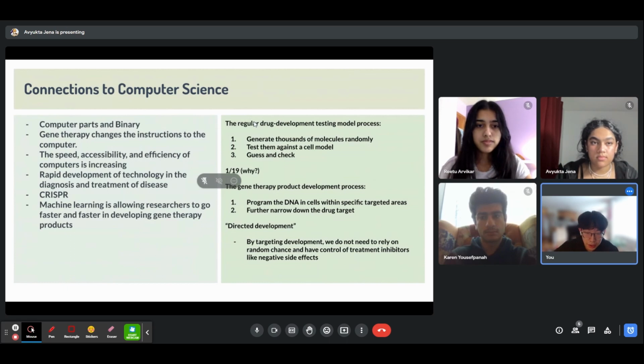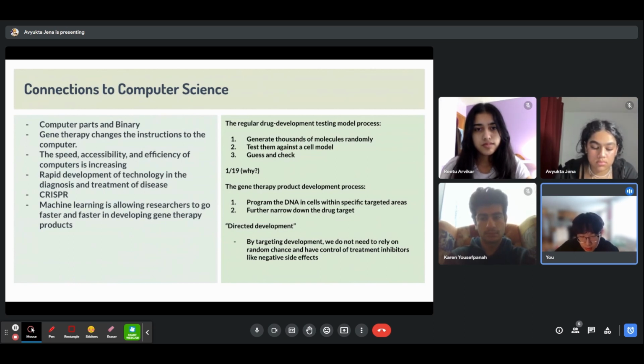So I just wanted to explore how gene therapy is developed using computer science differently as opposed to regular drugs. Regular drugs, the way they're generated, you have to generate thousands of molecules randomly and test them against cells, and you keep guessing and checking until you get a molecule that has your desired effect. Whereas in gene therapy, it's very targeted. You program the DNA into specific targeted areas, and you further narrow down the drug target to specific tissues or disease indicators. And so the regular drug development testing process is all about directed development.